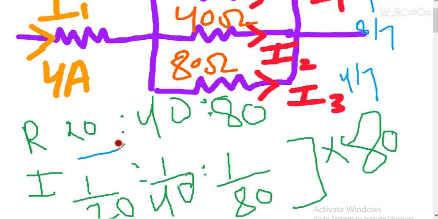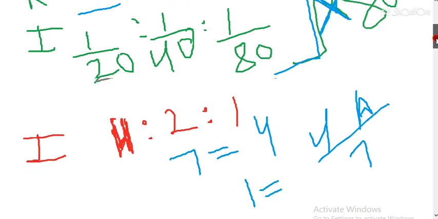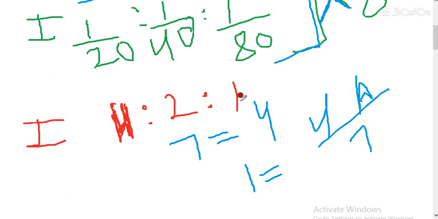Resistance ratio was 20 ratio 40 ratio 80, and the current ratio will be opposite to the resistance ratio, that is 1 by 20, 1 by 40 and 1 by 80. To make it into a simple ratio, I will multiply it with the LCM. LCM is 80, so this will be a simple ratio, 4 ratio 2 ratio 1. Total number of parts are 7. So 7 parts are equal to 4 ampere current. One part will be equal to 4 by 7 ampere.